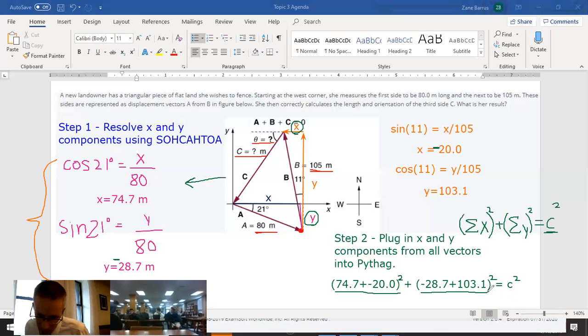So answer me this. How am I going to get c by itself in this equation? How do I undo that square? You got to square root it, yeah. Okay, so if I square root all this junk, that square is now gone from the right side of the equation. And this is what you're going to type into your calculator. Okay? So if you have your calculator, do this with me.